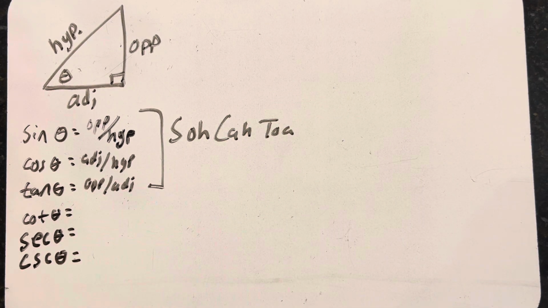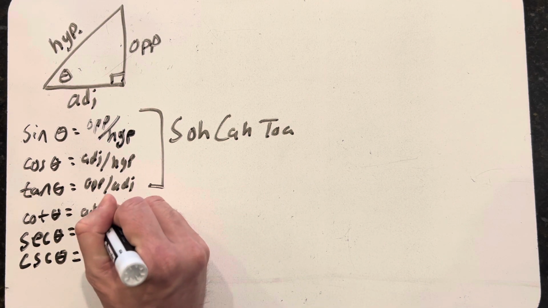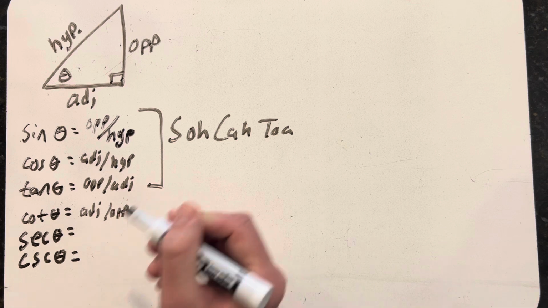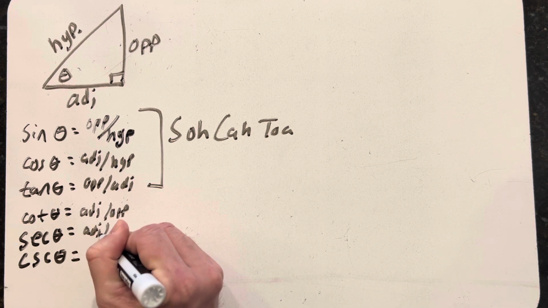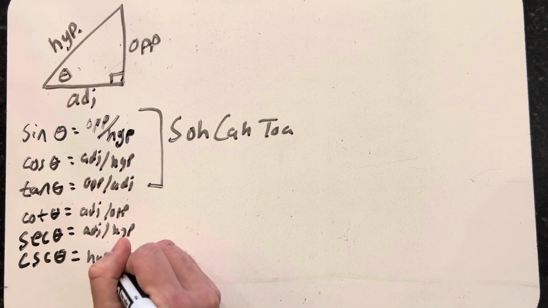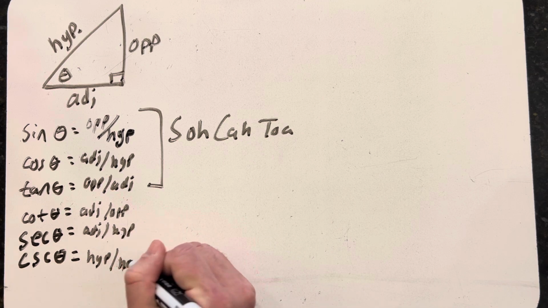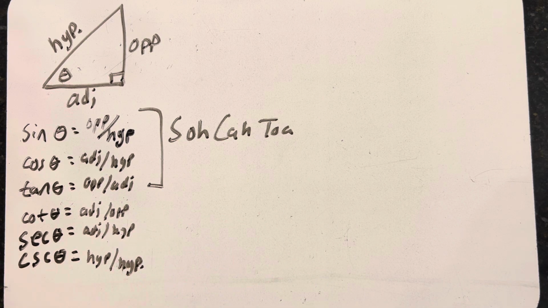All right, now for our next 6, if I remember how they pair up as reciprocals: tangent and cotangent are reciprocals of each other. Cosine and secant are reciprocals of each other. Sine and cosecant are reciprocals of each other. I know I can just flip those fractions upside down. So cotangent must be the adjacent over the opposite. Secant must be the hypotenuse over the adjacent. And cosecant, the reciprocal of sine, must be the hypotenuse over the opposite.